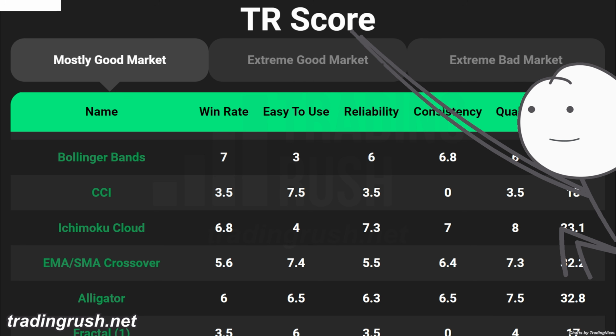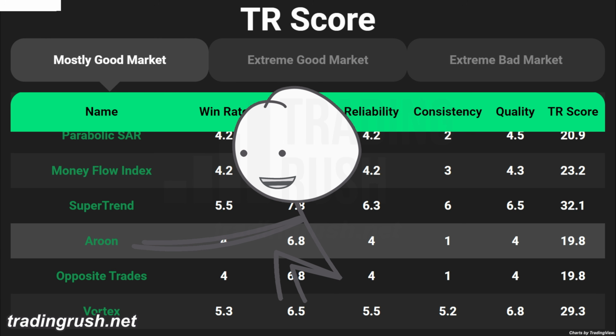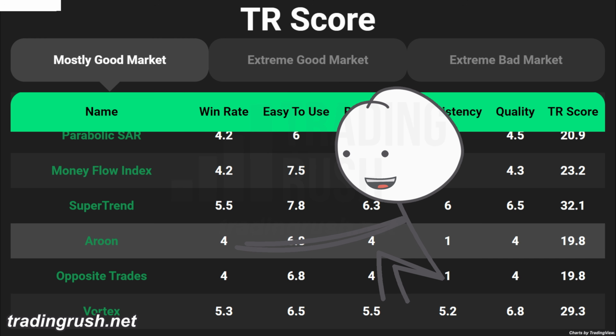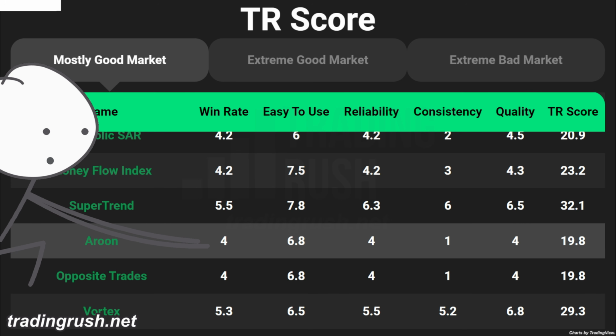To show you what I mean, let's give it a TR score, or the Trading Rush score. In the mostly good market test, the Arun trading strategy had a 40% win rate and got a 4 out of 10 score in the win rate category. The ease of use score was 6.8 out of 10. Other than that, it had a low score overall.